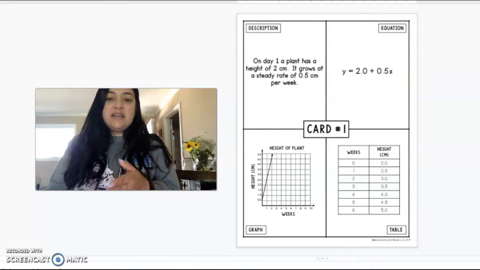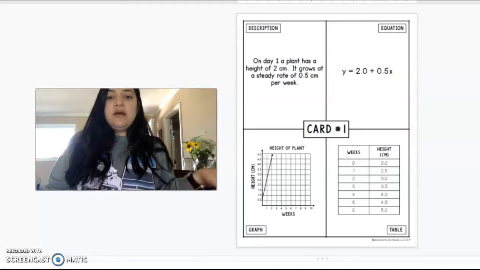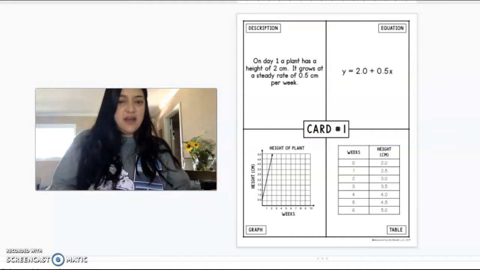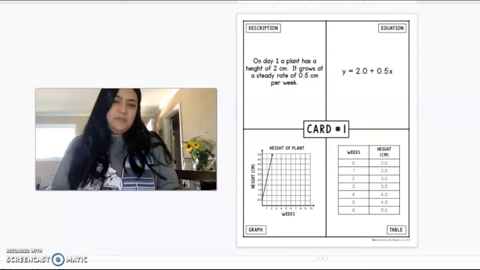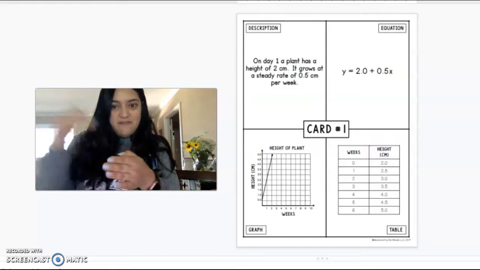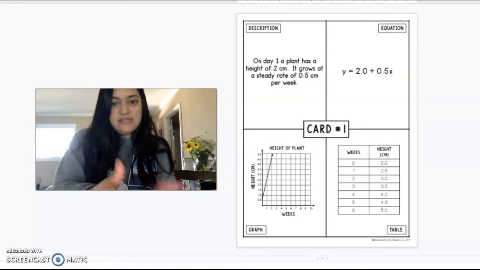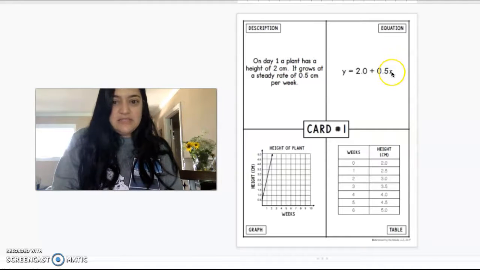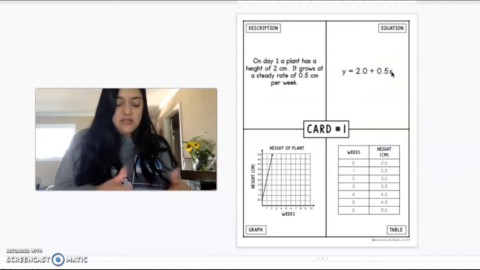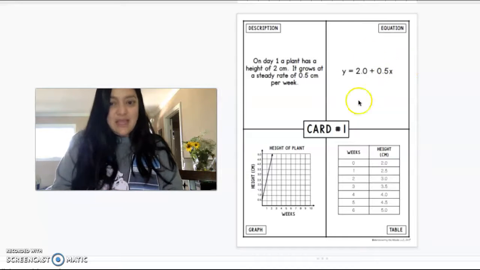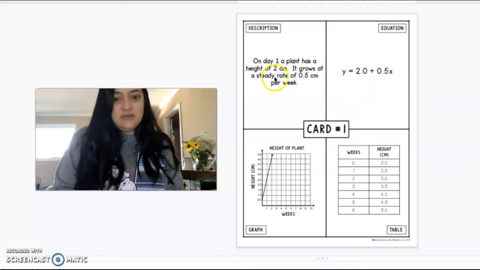The equation is saying y equals 2 plus 0.5x. Well, let's see. It says the plant started at 2 centimeters, right? So 2 centimeters, it's by itself. That makes sense. And then it says plus 0.5x. In the problem it says it grew at a rate of half a centimeter per week. We don't know how many weeks, but each week it's half a centimeter. So you start at 2 and then you add half a centimeter times however many weeks. That equation checks out. It does match the description.